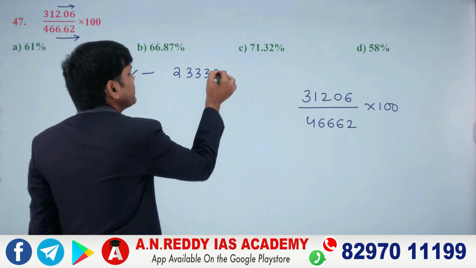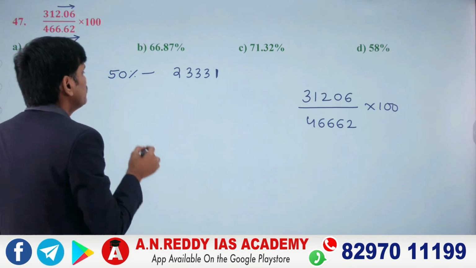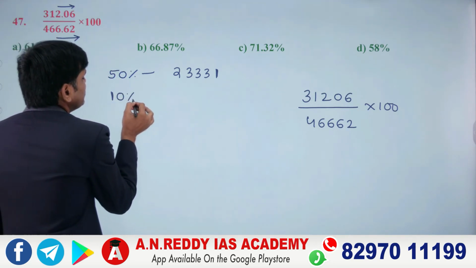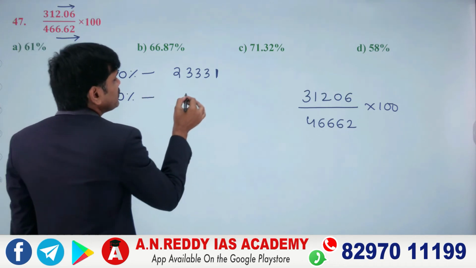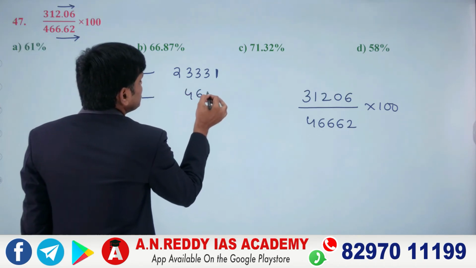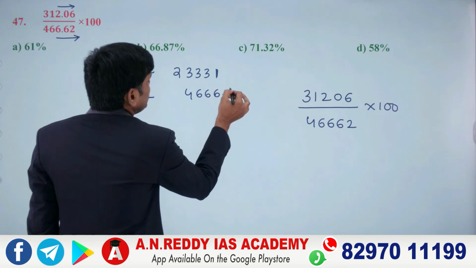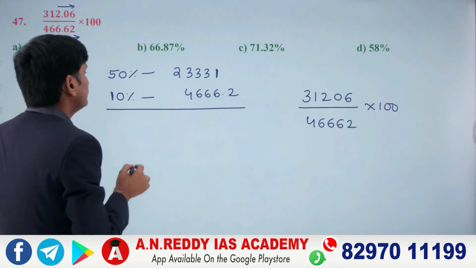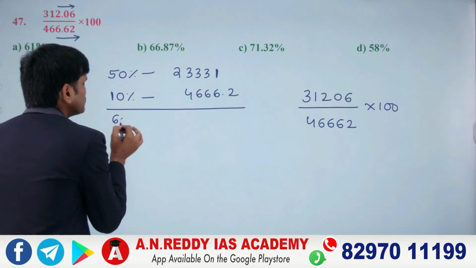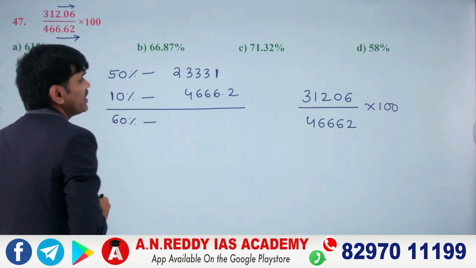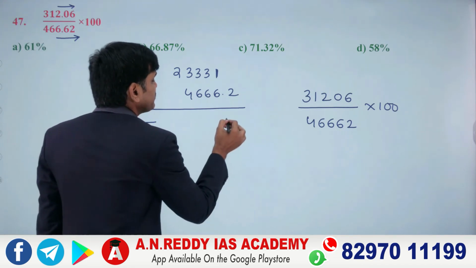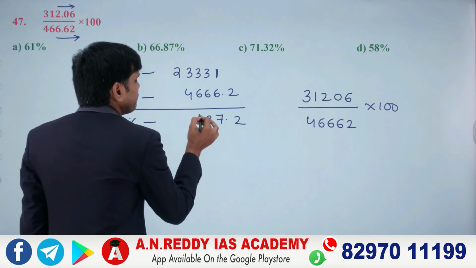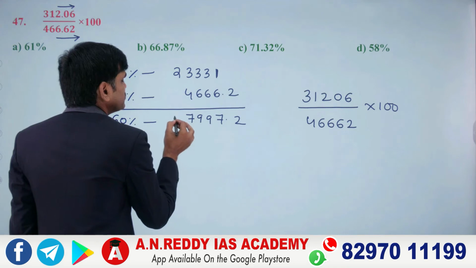23,331. That's what I can say. Next, you go for another 10%. Another 10%. That will give you how much, dear? 4,666.2. If you are adding both, that will add up to 60%. Value wise, if you are adding, that is adding up to how much, you check. This is 0.2, this is 7, this is 9,972.